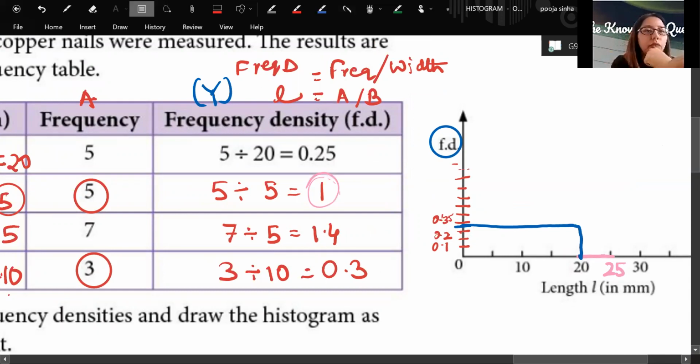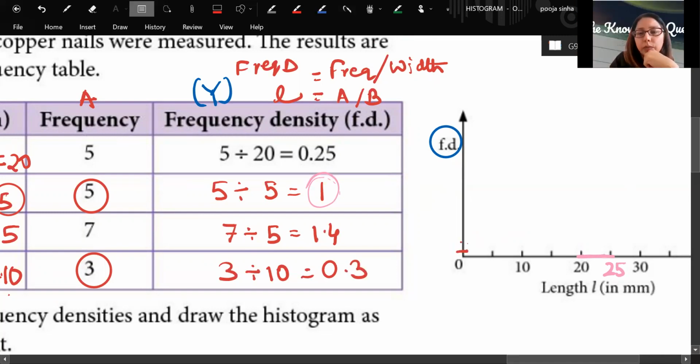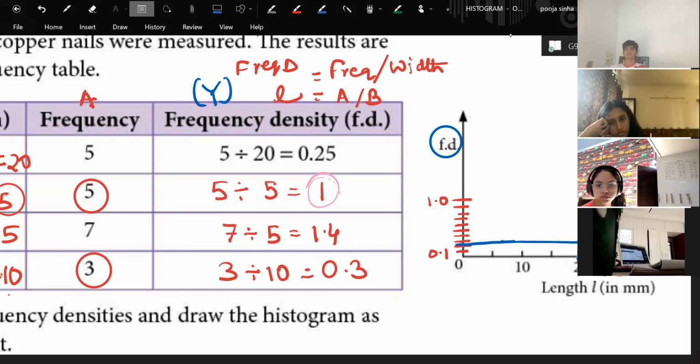I think I made something wrong here. One second. I'll just draw this again. You all can see, right? I'm just making 0.1, 0.2, 0.3, 0.4, 0.5, 6, 7, 8, 9, 10. So 0.10 would become 1.0. This is 0.1, 0.2, and 0.25 will be somewhere here. This is the height. Any confusion, anybody?